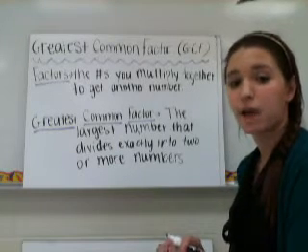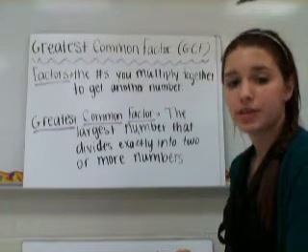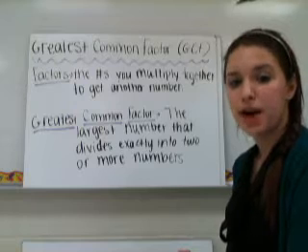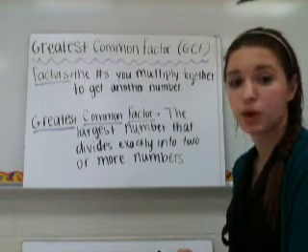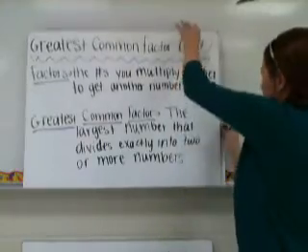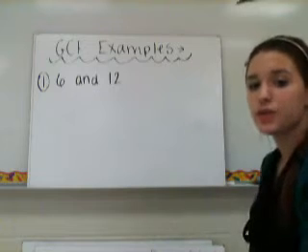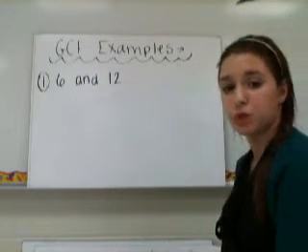We've been talking in class about greatest common factors, or GCF for short. Factors are the numbers that you multiply together to get another number. Greatest common factor is the largest number that divides exactly into two or more numbers. In class, we've been using the rainbow factor method to find greatest common factors of two or more numbers.